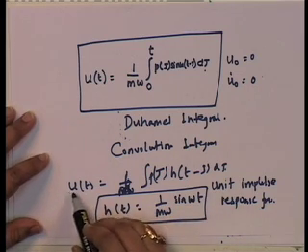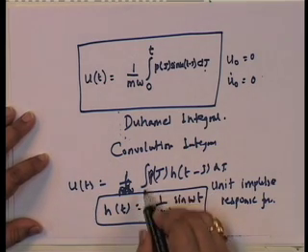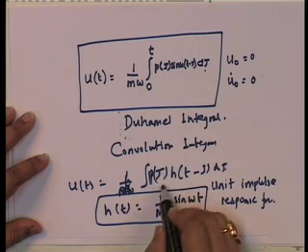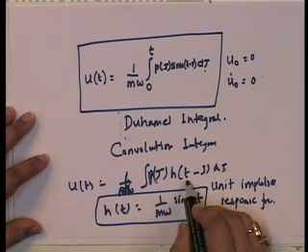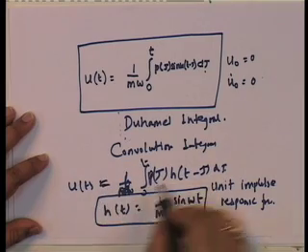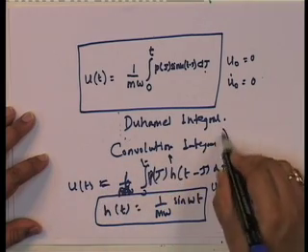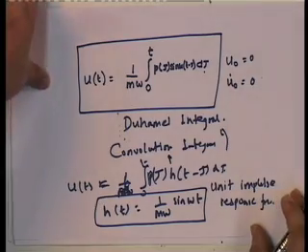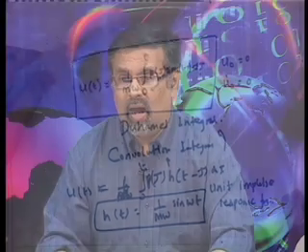And the u of t is given as p t, p tau, where p t is the load, h t minus tau d tau, 0 to t. This is the classical convolution integral, and it is also called the Duhamel integral. Okay.